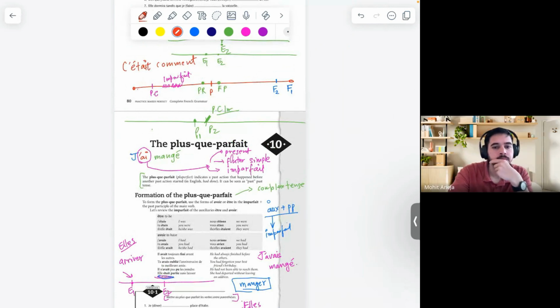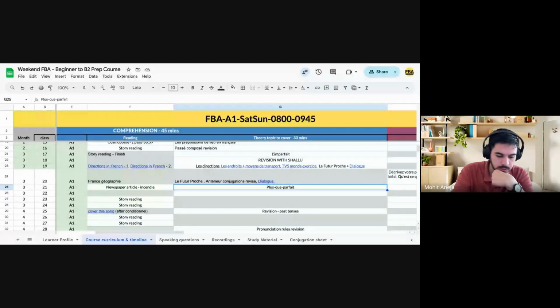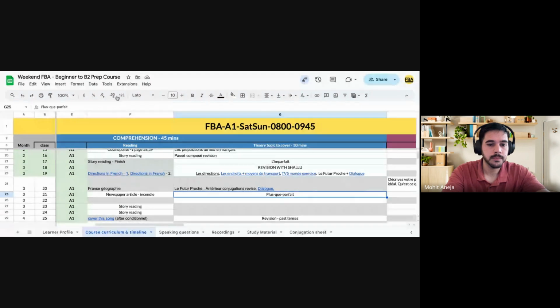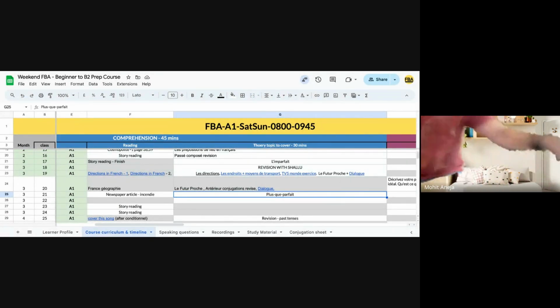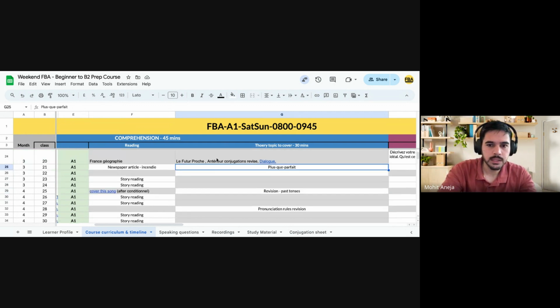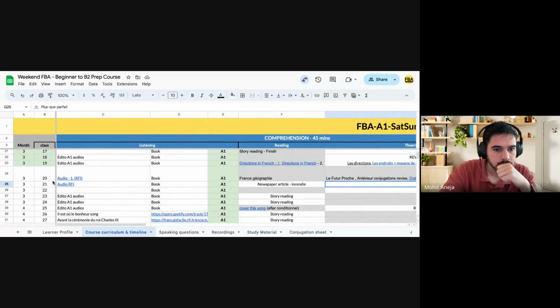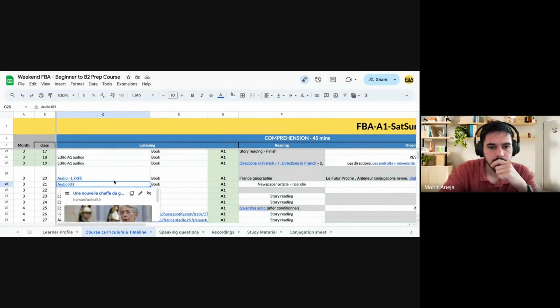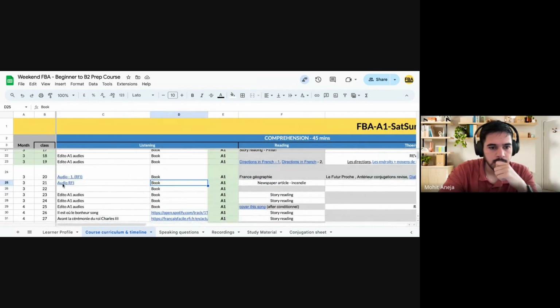Okay, let me share the tracker. Let me quit this. I'm not going to teach you from the tab now. Just give me 1 second. Okay. Are you guys able to see the tracker? Yes. So what we're going to do is, let's do some listening. Okay?